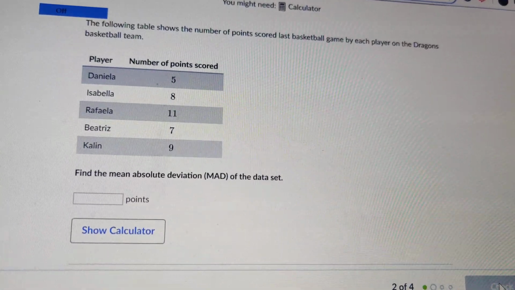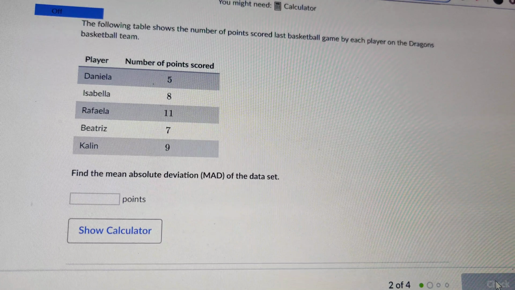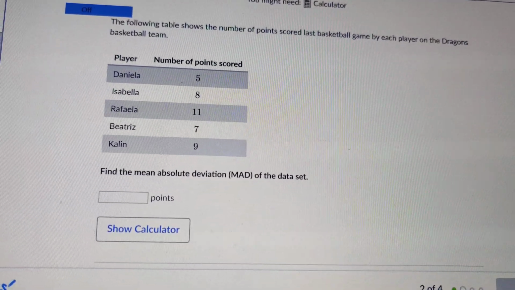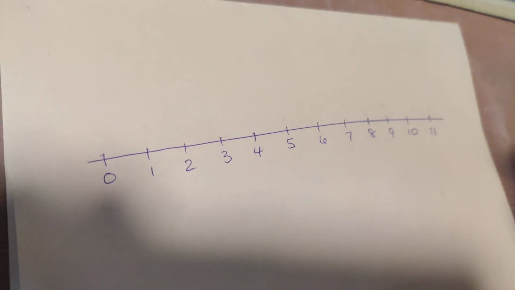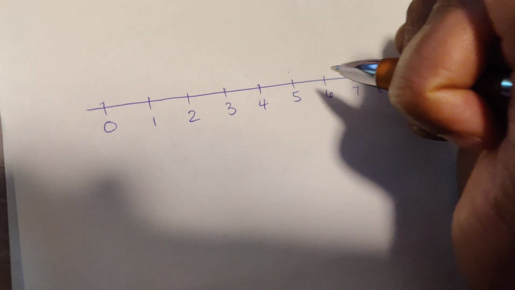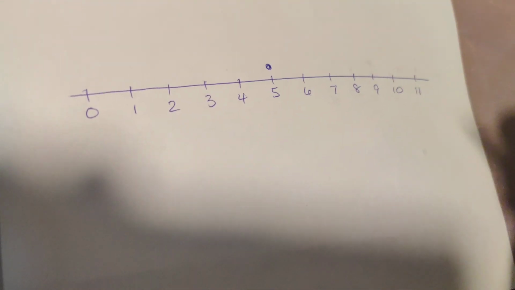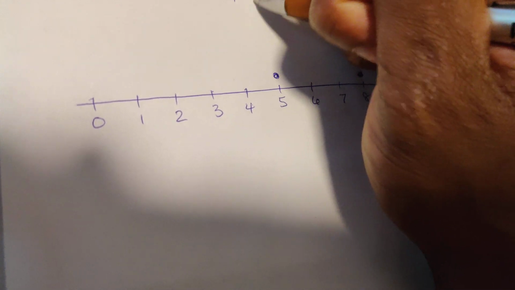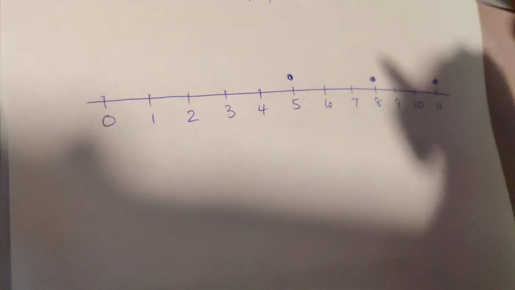It says the following table shows the number of points scored last basketball game by each player on the Dragons basketball team. So here you see the data table, and I'm going to represent it visually down here on my paper. So we have 5 points scored, so I'm going to put that here. 5 points. 8 points scored. I'll put that over there. 8 points scored. We have 11 points scored. That'll go at the end over there.